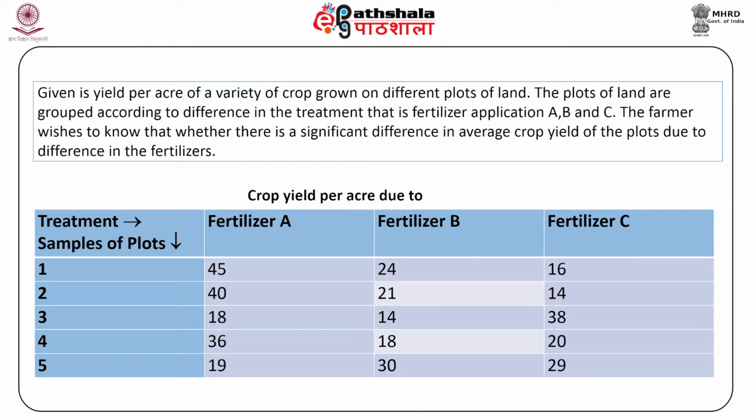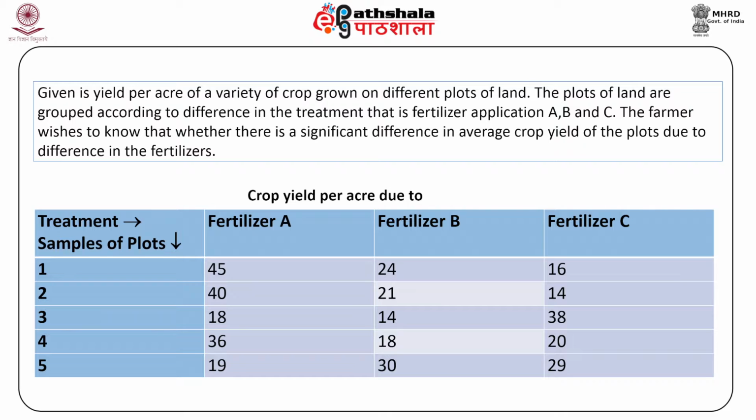Suppose we are given a yield per acre of a variety of crop grown on different plots of land. The plots of land are grouped according to difference in the treatment, that is fertilizer application A, B and C. The farmer wishes to know whether there is a significant difference in average crop yield of the plots due to difference in the fertilizer. Now, this can be written in a tabular form.